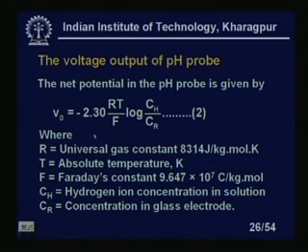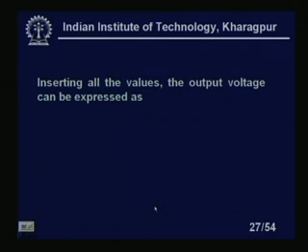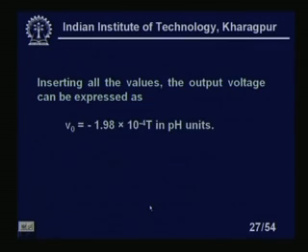So, we will get the voltage output. If I plug in all the values, I will get which is 1.0 for one normal HCl. Inserting all the values, the output voltage can be expressed as V naught equal to minus 1.98 10 to the minus 4 in pH units. So, pH units you can see is very small, right, it is sensitive to temperature. So, that is the reason T units is there.